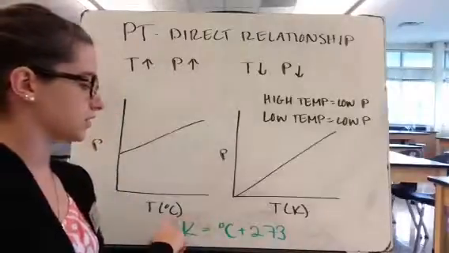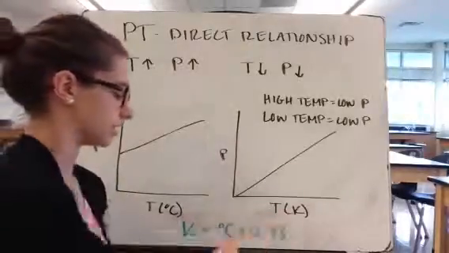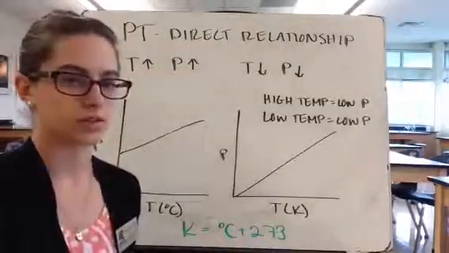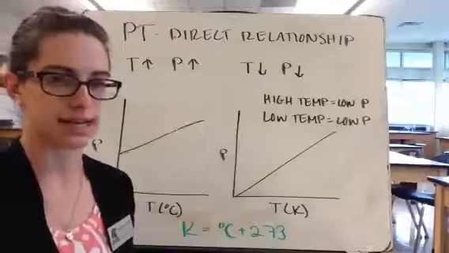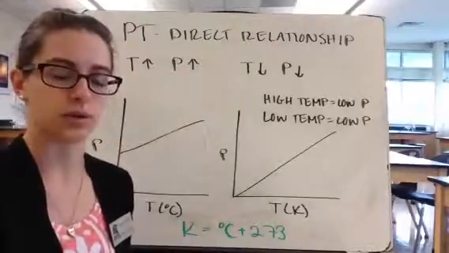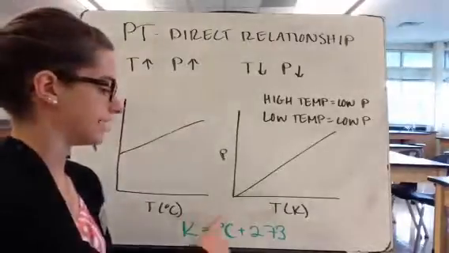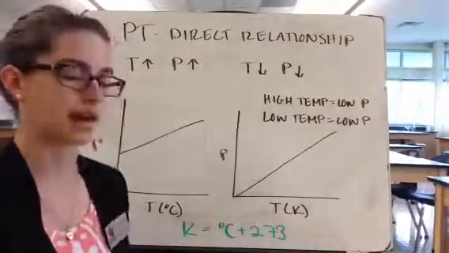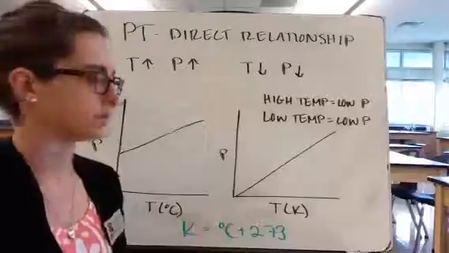To convert between degrees Celsius and temperature in Kelvin, Kelvin is your degrees Celsius plus 273. So say it's the middle of summer and it's 98 degrees outside, and you wanted to know what that was in Kelvin, you do 98 plus 273, and that would get you your temperature in Kelvin. It's not degrees Kelvin, it's just Kelvin.